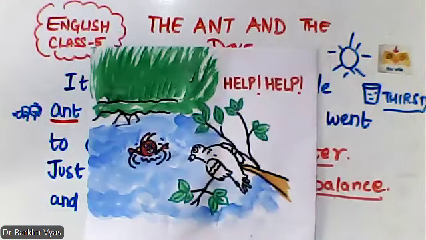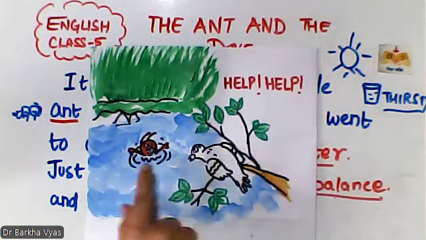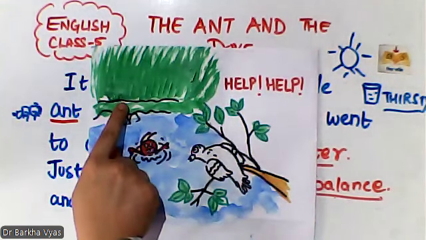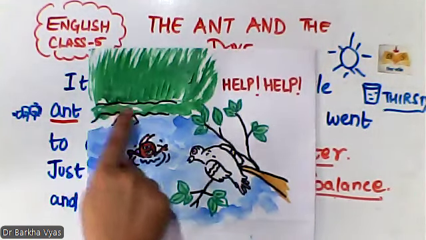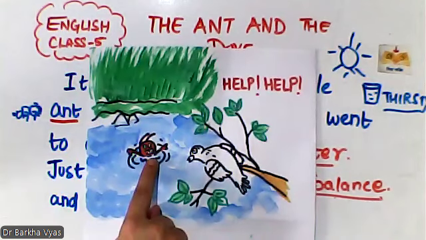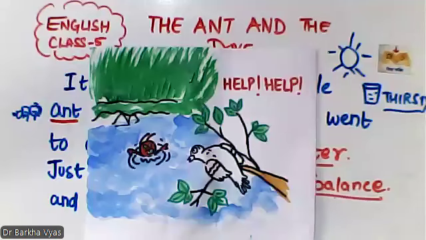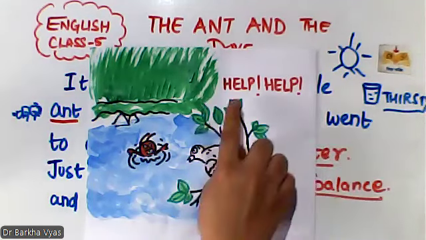See what happened here. The ant fell into the river. She went to the river. She was drinking water from here. And then what happened? She fell into the water. What did she say? She said, "Help, help." So what happened then? She cried, "Help, help."